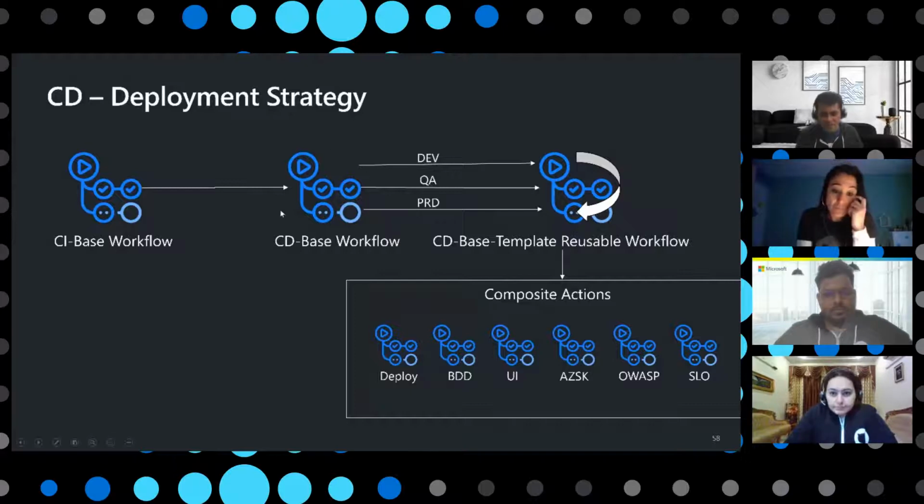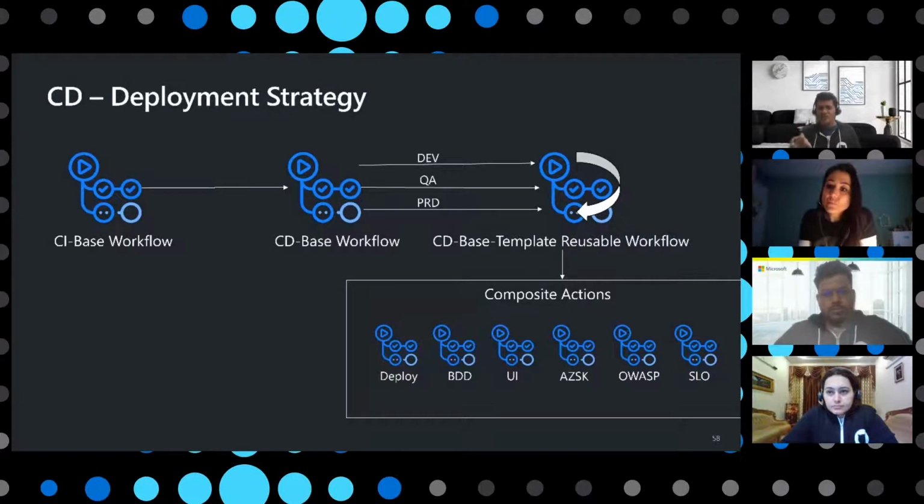And now over here, this is our main workflow, which in turn calls the reusable workflow thrice in dev, QA, and the production environment. Now we have this reusable workflow, which in turn calls 6 individual composite actions to have their each individual task.